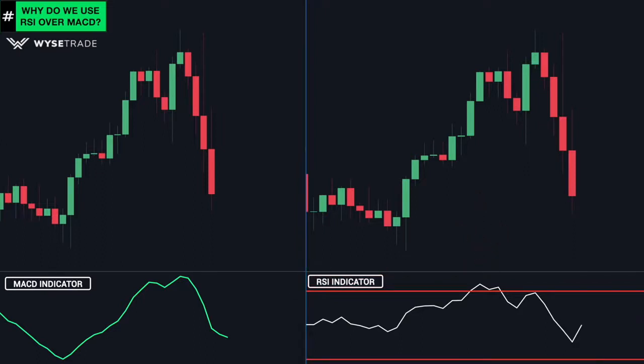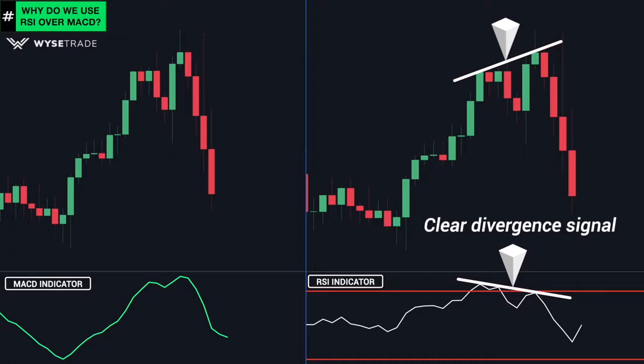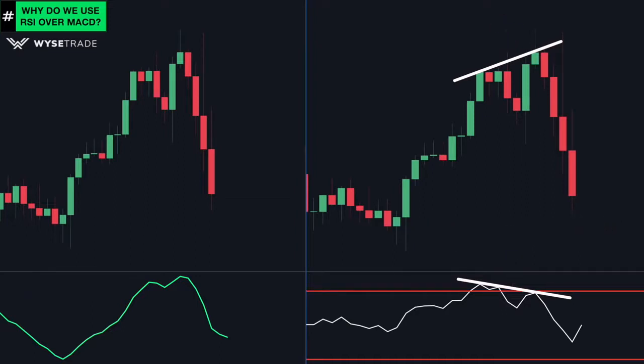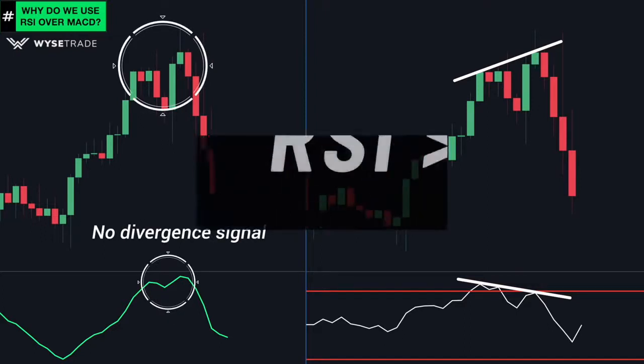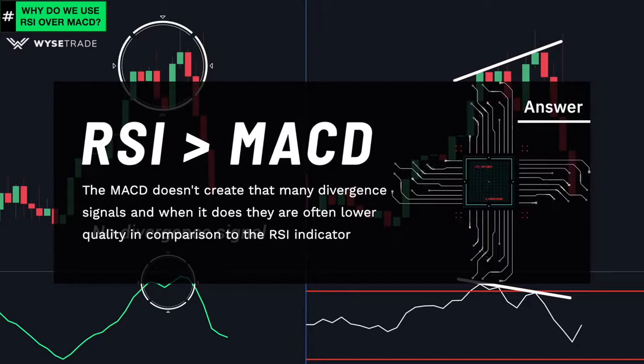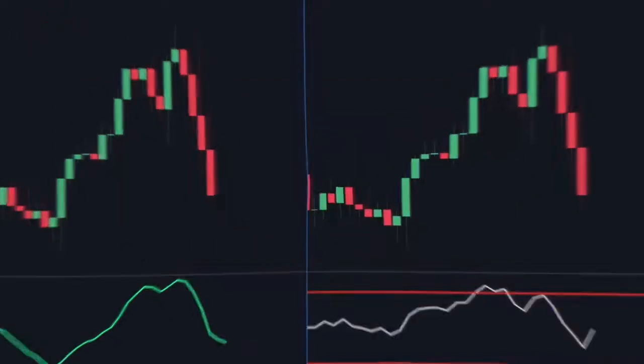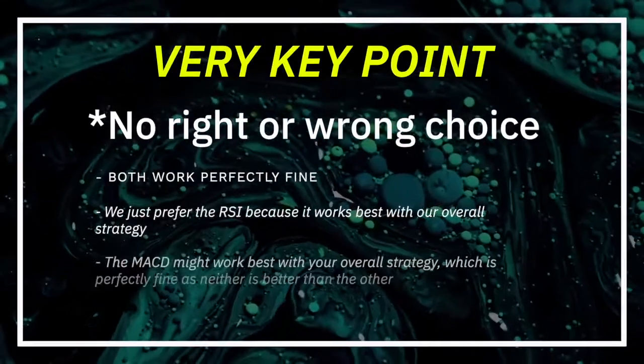Notice how on the RSI here, it gives us a very crisp and crystal clear divergence formation. But now, if you look at the MACD, there isn't a divergence signal at all. And this is an issue we often experience with the MACD, which is a lack of or low quality divergence signals. Now, let me be clear, there is no right or wrong choice.